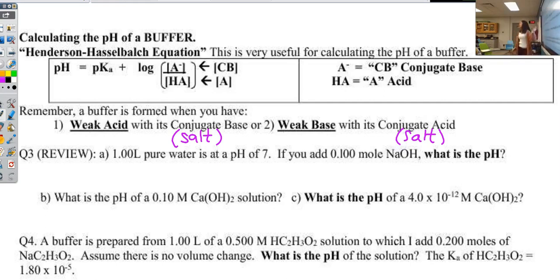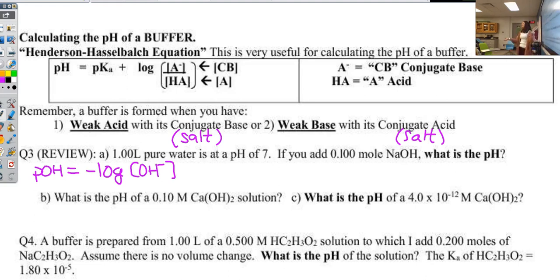Okay, so these are a couple of review problems. I want to make sure that you remember how to do these. So letter A says, we have a liter of pure water and it's at a pH of 7. If you add 0.1 moles of NaOH to it, what is the pH? Okay, so we know that in order to figure out the pH or the pOH, what we need to do is, what's the equation for pOH? pOH is equal to negative log of OH minus. So if I know my hydroxide concentration, then I can figure this out. Well, it's 0.1 moles, but that's not the molarity. What's the molarity?